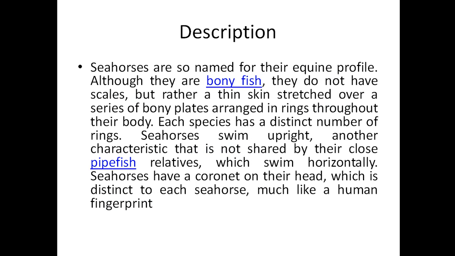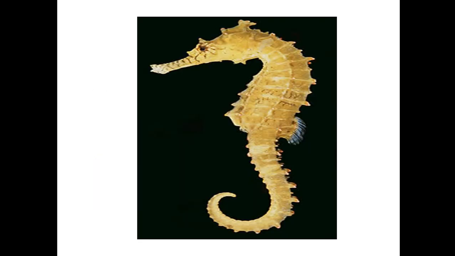And unlike other fishes, the seahorse swims upright. That is another characteristic feature of the seahorse. Even other pipefishes do not swim upright. Only the seahorse species swim upright, vertically. And the seahorses have a cornet on the head, which you can see here.